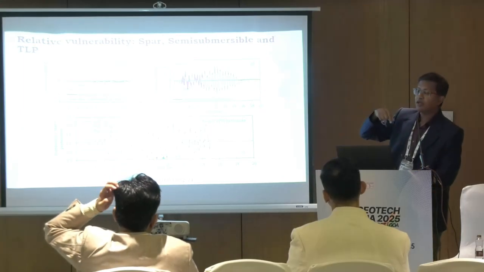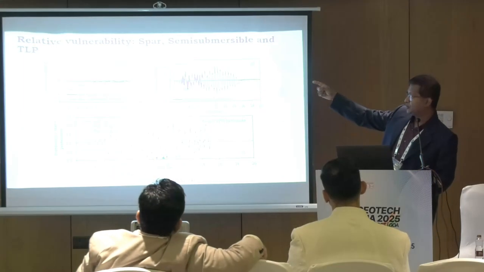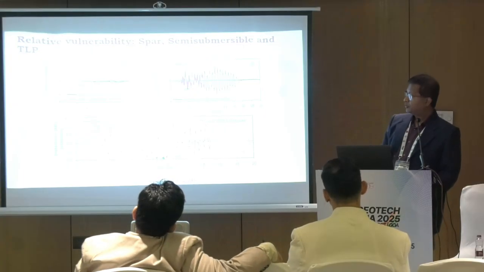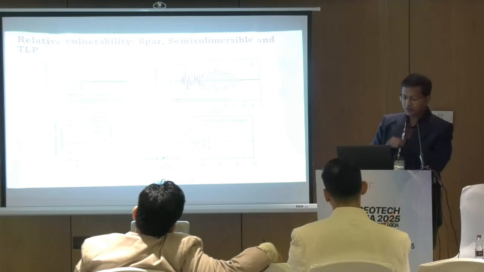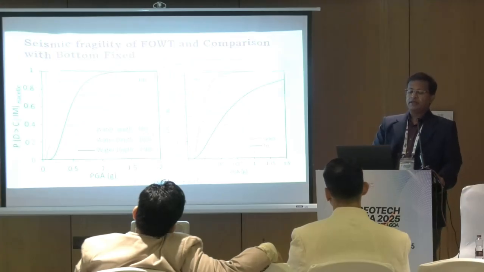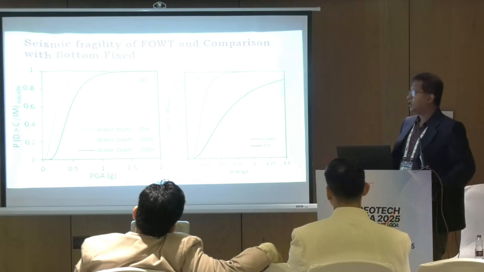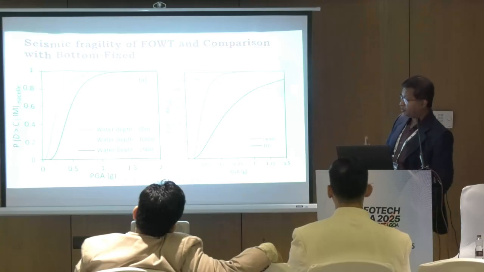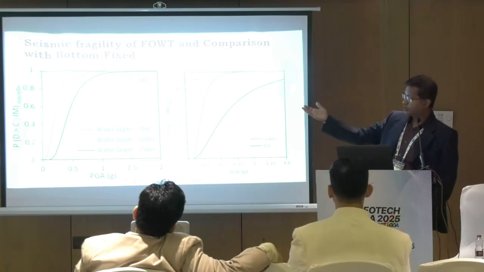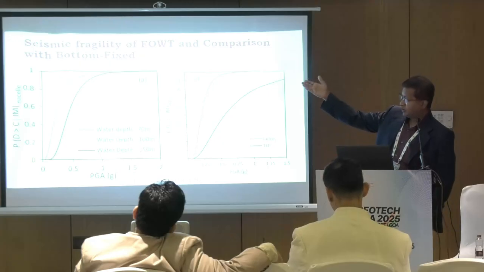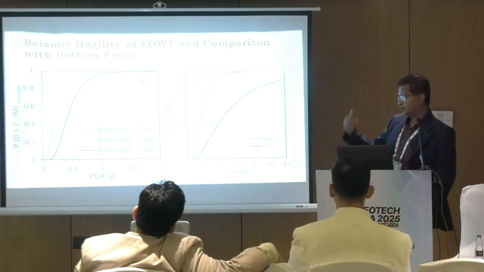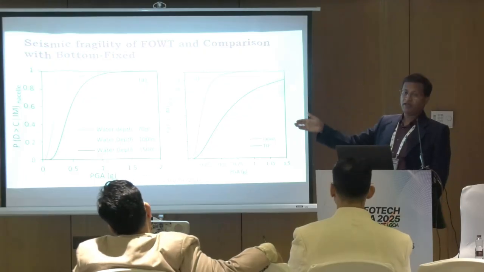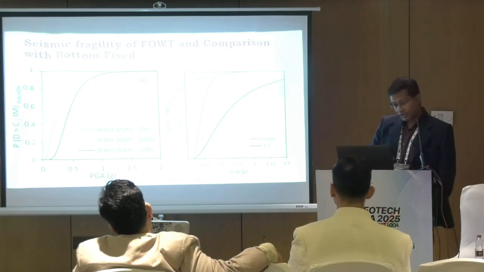We have done the multi-directional seismic analysis. The vertical response is quite high, significantly high in case of TLP as compared to the semi-submersible and spar because of the flexibility of the cable. The seismic fragility analysis is also done for 3 different types of structures, and since the TLPs are more vulnerable to the seismic loading, we've also tried to explore the vulnerability assessment at different water depth. It has been seen that at higher water depth, it is relatively less vulnerable as compared to the shallow water depth for TLP structure.